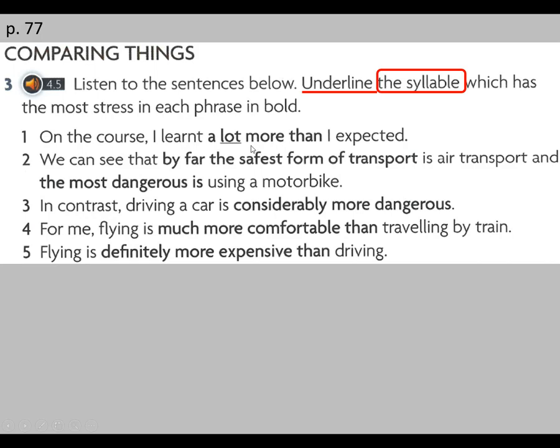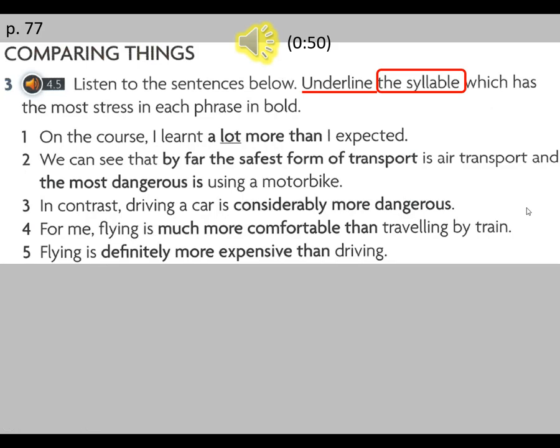Now, you are going to listen to these sentences, and your job is to underline the syllable, only one syllable, which has the most stress in each phrase in bold. The listening is only 50 seconds. So here we go.